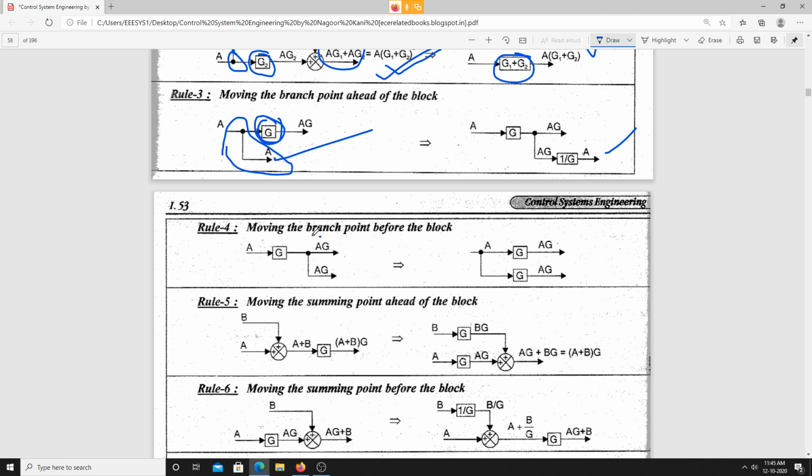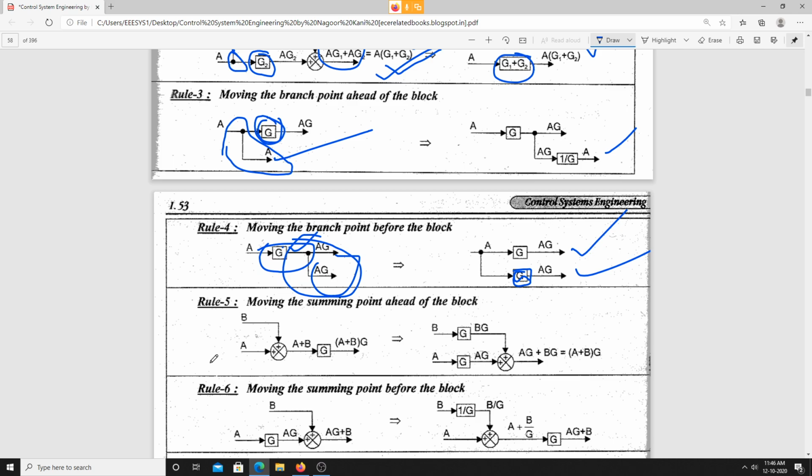Now moving the branch point before the block. Here I have the branch point, and I am supposed to move it before this particular block. For this one there is an effect of G. If I move it here, the effect of G won't be there. So again I consider one more block, in which I take this gain G. Finally the output will be the same in both.